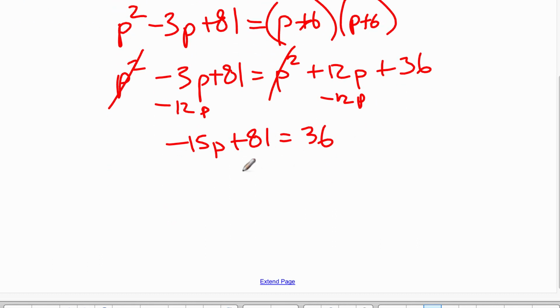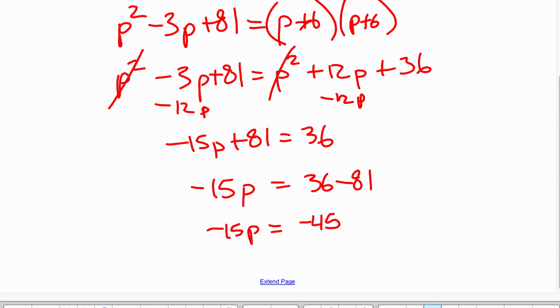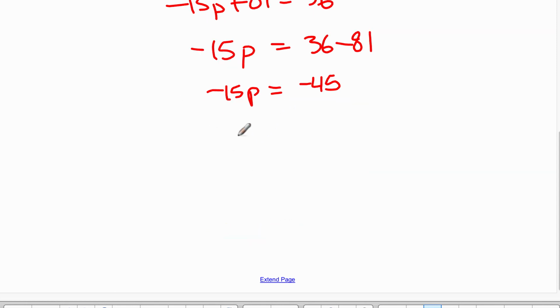Then I'll move the 81 to the other side. So negative 15p is equal to 36 minus 81. Okay, 36 minus 81, that's negative 45. So negative 45 equals negative 15p. Now I'll divide both sides by negative 15. And I'll come up with p is equal to a positive 3.